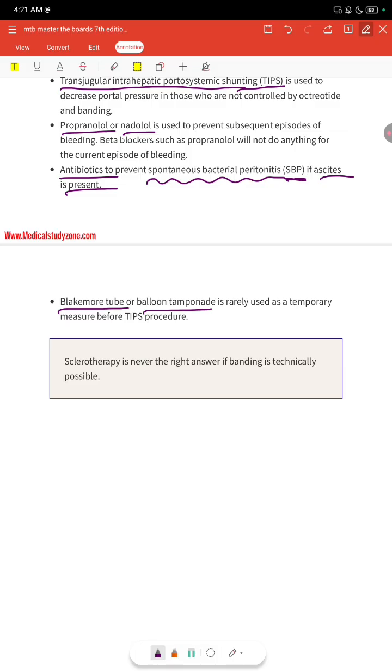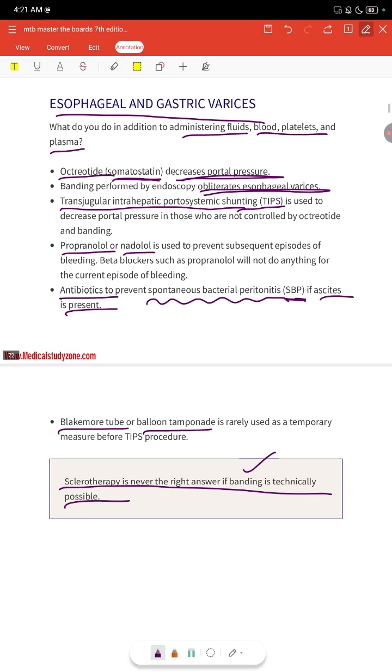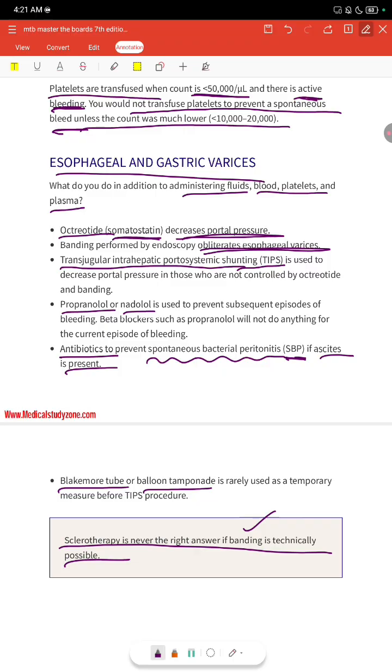Sclerotherapy is never the right answer if banding is technically possible. So let's read it again. What do you do in addition to administering fluids, blood, platelets, and plasma?